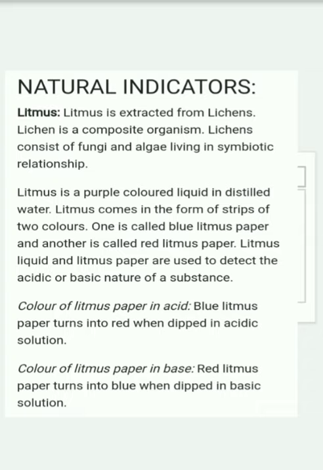Color of litmus paper in acid: blue litmus paper turns red when dipped in acidic solution. Color of litmus paper in base: red litmus paper turns blue when dipped in basic solution.